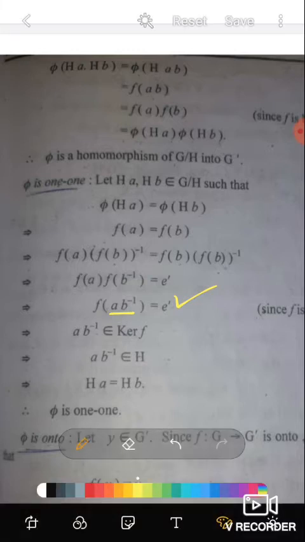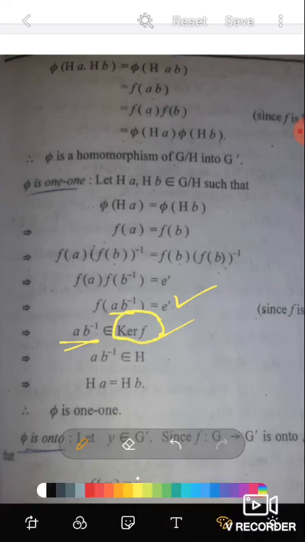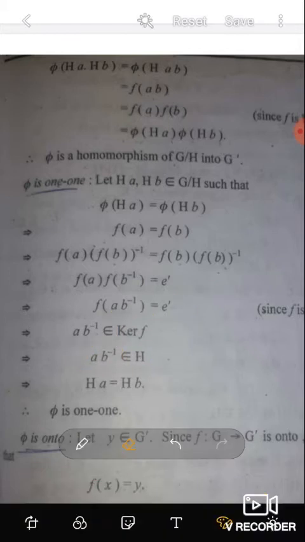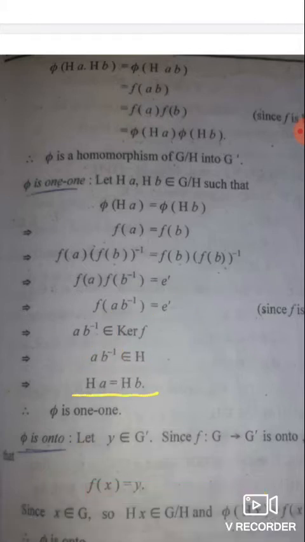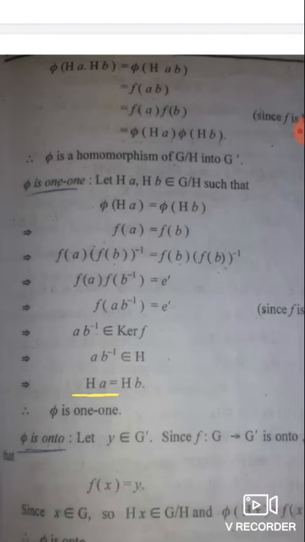Fine. So here we found that the image of the element AB inverse is equal to the identity element. This means that this AB inverse belongs to kernel f. And what we have considered as kernel f here is H, the normal subgroup. This means that this AB inverse belongs to H. Fine. So this implies that these two elements are equal. So here phi is 1-1.